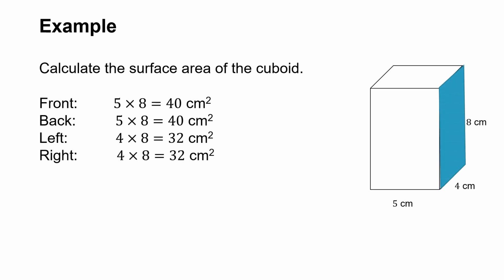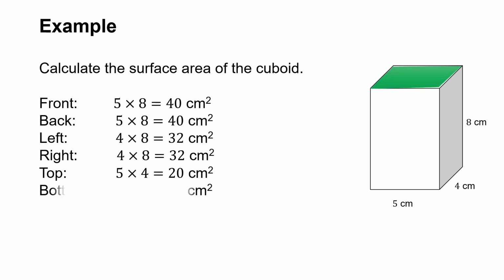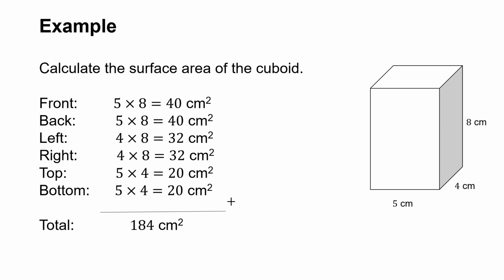Similarly for the other side, the right hand side also. And I'm going to do the same thing for the top, which is 5 times 4, giving me 20 centimeters squared, and similarly for the bottom. Then you have to add all these values together to get the total surface area of this cuboid.